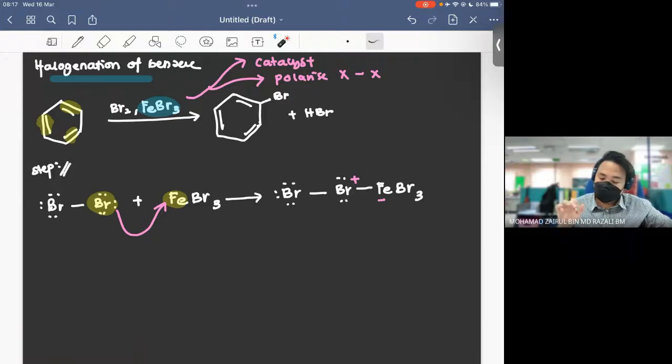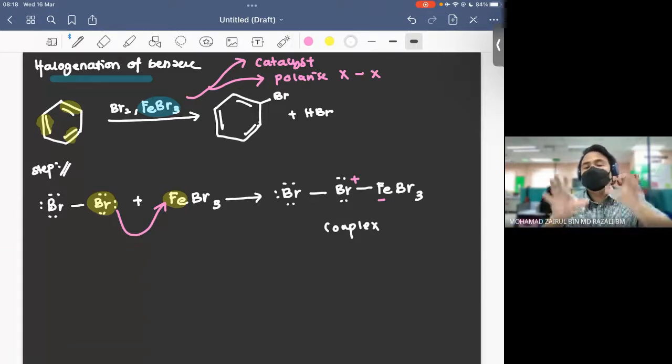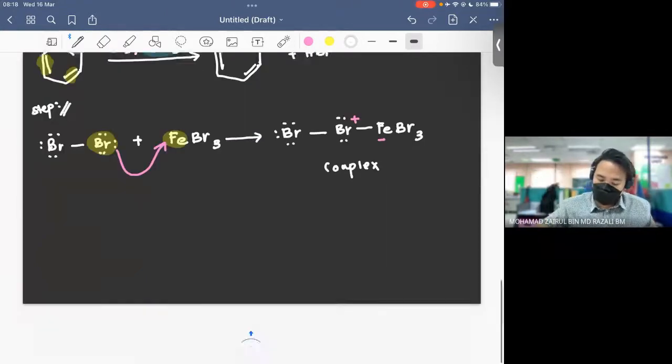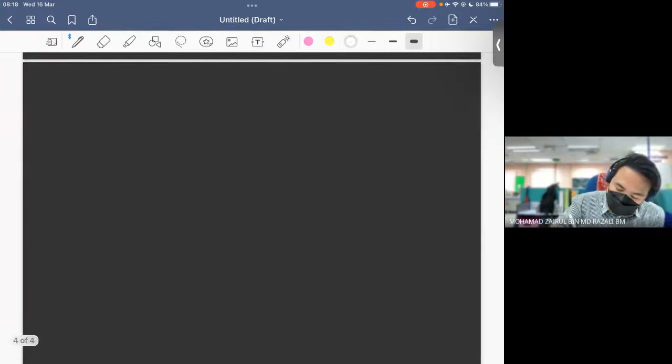Okay, now sekarang ini, ini yang kita panggil dia sebagai complex structure. Okay, this one we call it as a complex structure. Okay, tetapi even though sekarang ni kita dah ada separation of charge, benzene ini is not strong enough to attack Br plus saja. So apa yang kita akan buat waktu kita tengok nucleophilic attack, so let's go to step number 2.